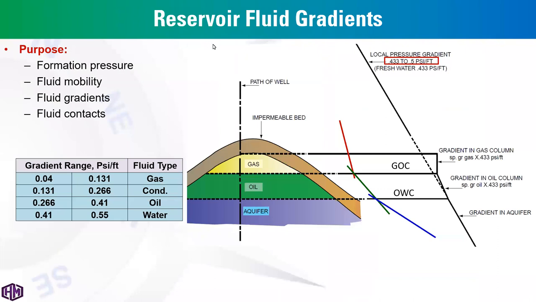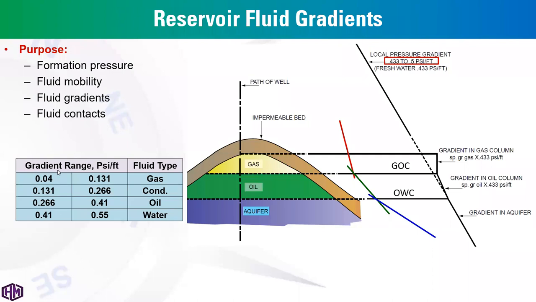So for reservoir fluid gradient and reservoir fluid contact, pressure data recorded by MDT or RFT tools can be used to identify the reservoir fluid contact and average reservoir pressure. In a typical case, we have a three phase system: gas, oil, and water. And for every phase, we have a specific fluid gradient. The intersection between these two lines is the fluid contact, like the oil-water contact. So using the recorded pressure measurements, we can identify the fluid gradient and then get the fluid contact.